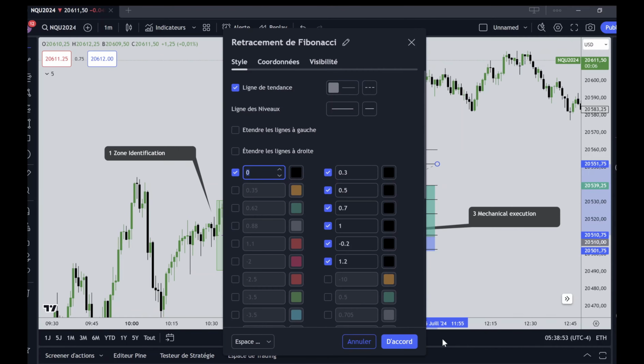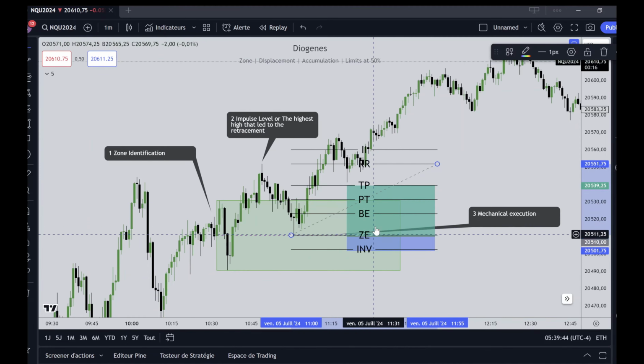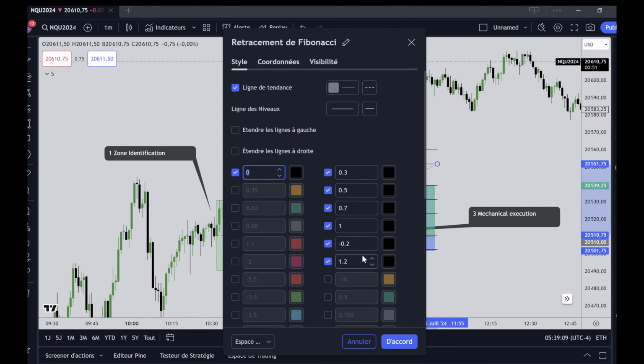Now, let's talk about the Fibonacci retracement settings we use in the ZIL setup. The settings are as follows: 0, 1, 0.5, 0.3, 0.7, -0.2, 1.2. So the 0 will be your zone entry, your -0.2 will be the invalidation, the 0.3 will be the break-even, the 0.5 will be the partial point, the 0.7 will be the TP, the 1 is where you leave the runners, and the 1.2 is for the internal impulse. So, these levels help us identify precise entry and exit points within the zones and impulse levels we've marked.